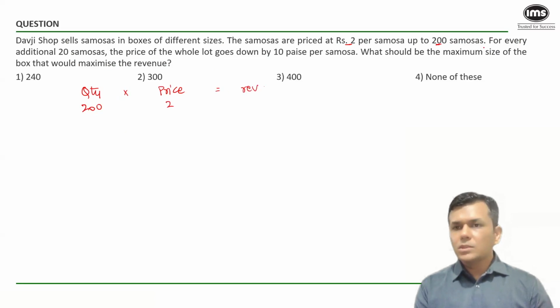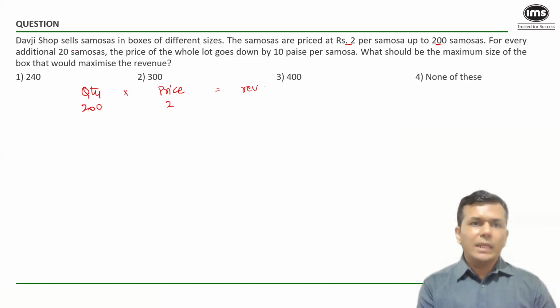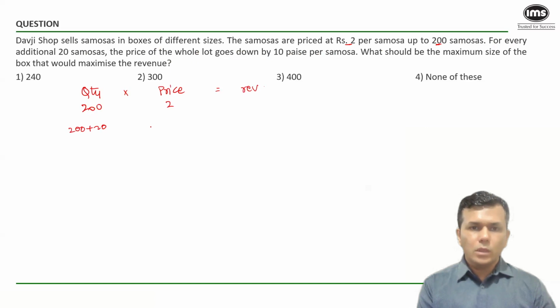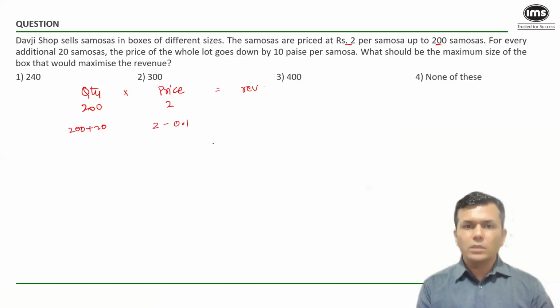Now, as per this instruction, it says that for every additional 20 samosas, the price of the whole lot goes down by 10 paisa per samosa. So let's say if I'm increasing this quantity by one lot of 20 samosas, which is 200 plus 20, in that case, the price per samosa will go down by 10 paisa. So the new price is going to be 2 minus 0.1 in terms of rupees, right?